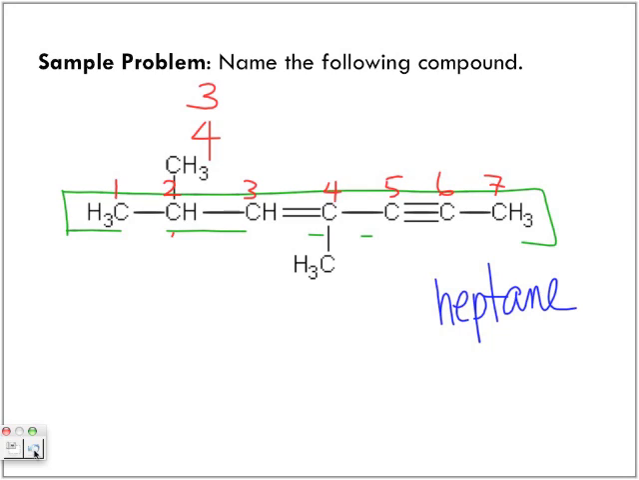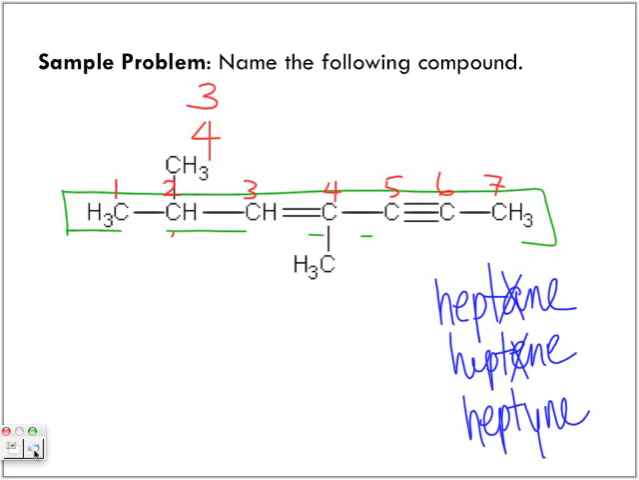But now here's the problem. We've got a heptane derivative, but we've got a double bond that turns it into a heptene. But we also have a triple bond that names this a heptyne. So what do we do when we go about naming this? Well, let's put that off to the side for now. Let's look at the chains that we've got.